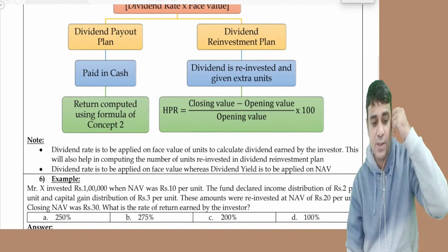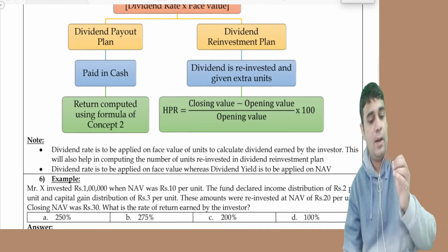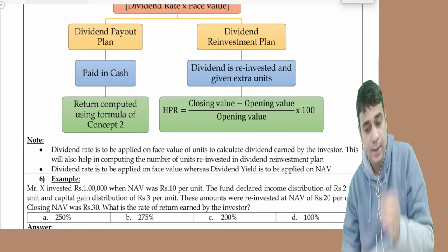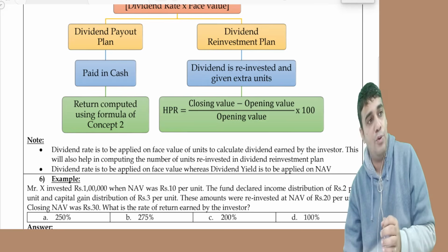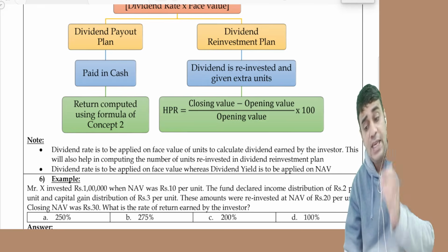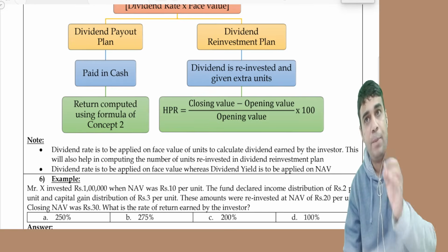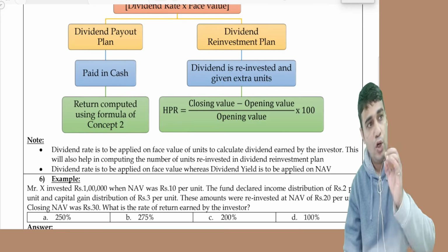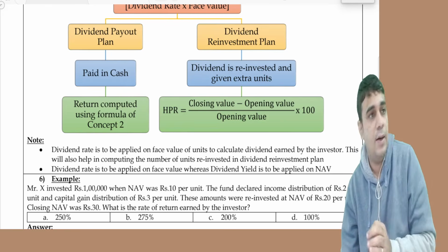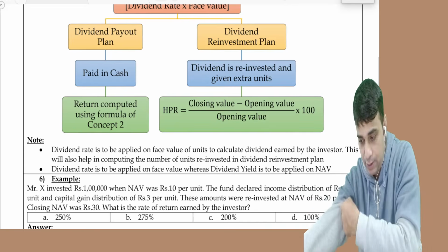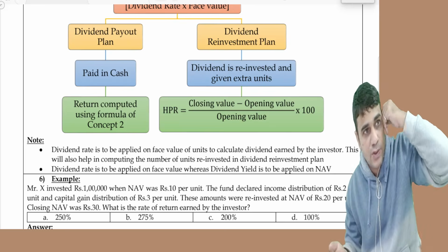Let's see this. Mr. X invested 1 lakh when NAV was 10 per unit. Fund declared income distribution of 2 per unit, capital gain distribution of 3 per unit. These amounts were reinvested at NAV of 20 per unit. Closing NAV 30. What is the rate of return earned by the investor? I'll take you through this calculation and then we will do a descriptive real problem. This is an MCQ question. Same thing we will do as descriptive.